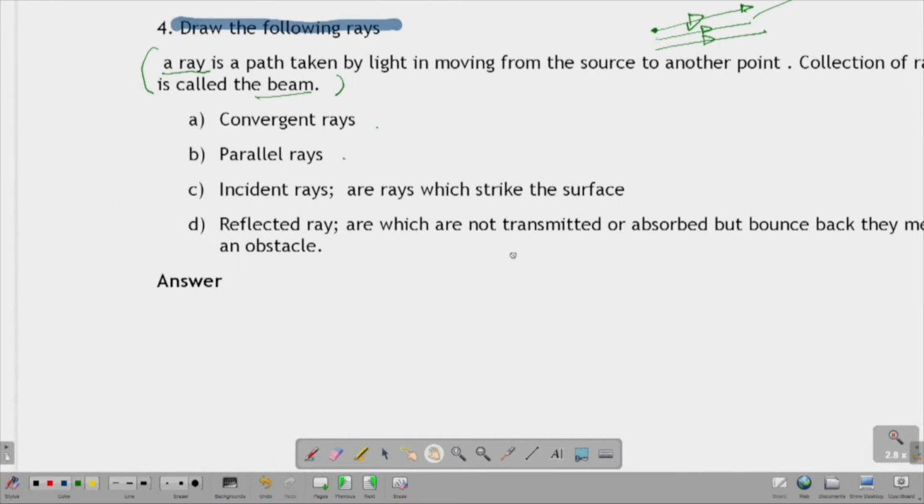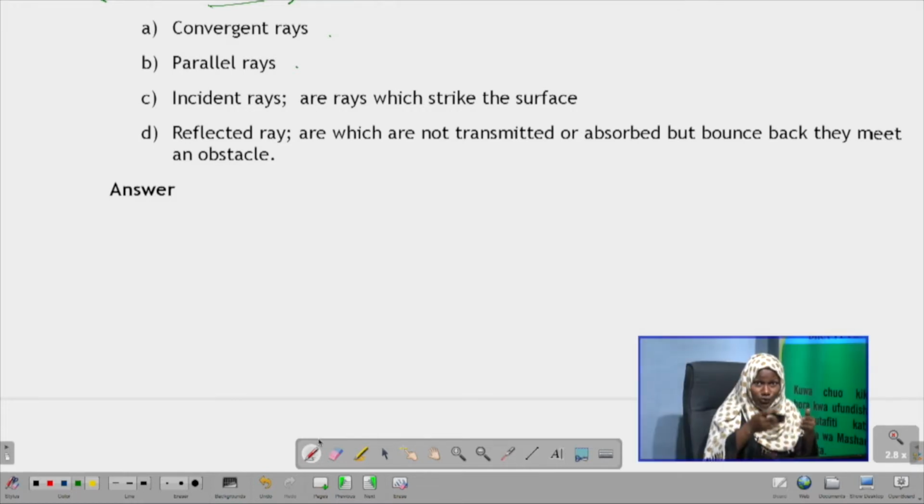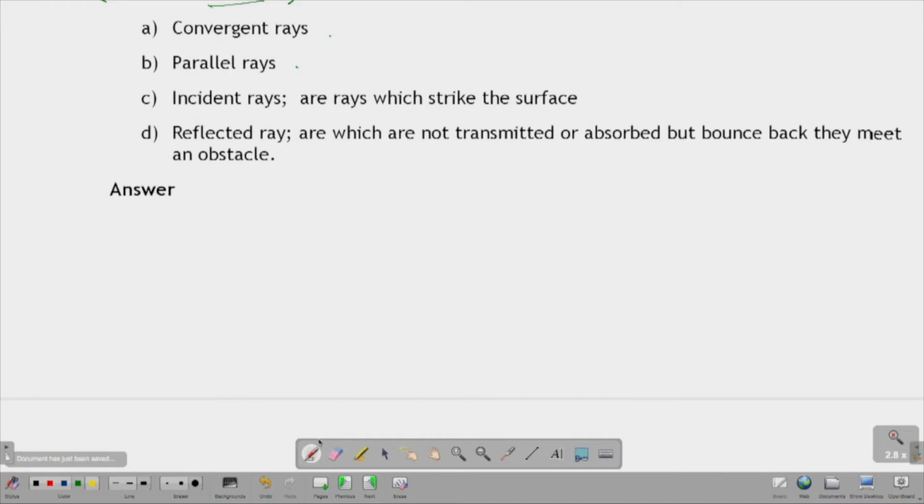Okay, let's do it. The first one is convergent rays. To converge means to come together. So we have to draw rays that are coming together. Okay, so for A, this is going to be our drawing. We have this ray, this ray, and then this ray, and they are all coming together at this point. So we put our arrows over here to show that these are convergent rays.